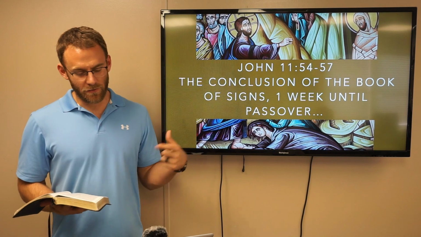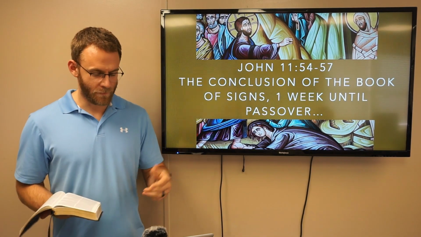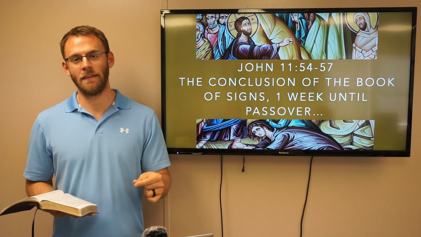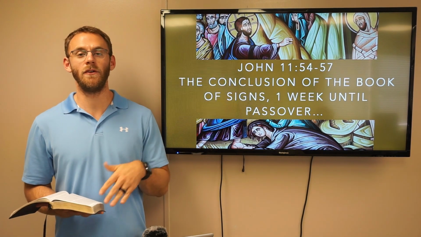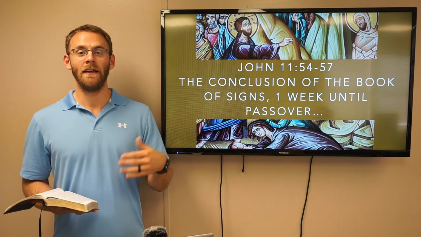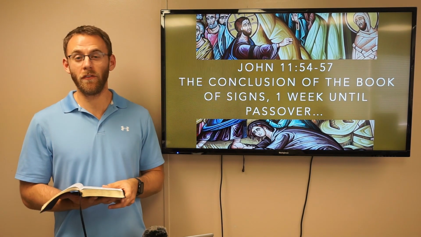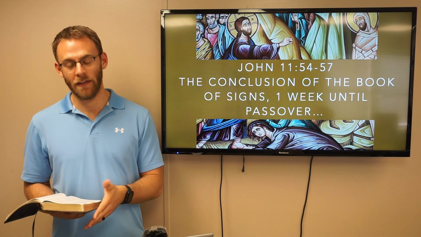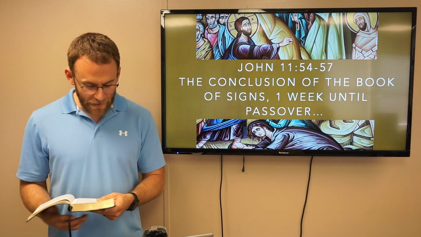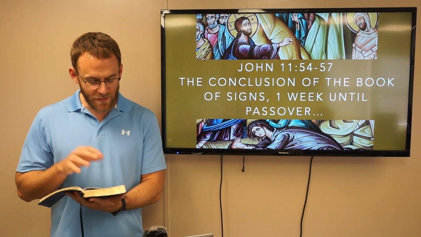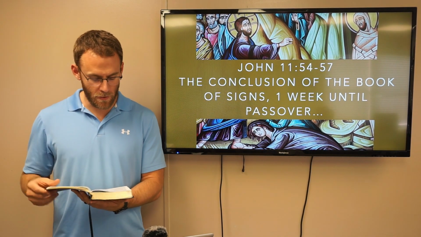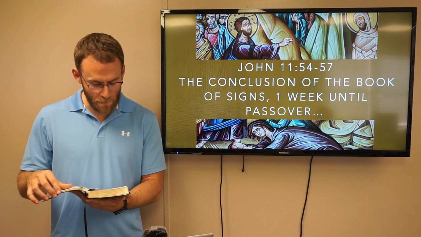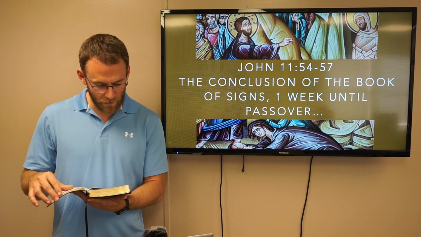And then we get into verse 54 through 57, reading through the book. And this is the conclusion of the book of signs that we've been going through, these 7 signs. And if you want to look at each of those again, either go to the prologue video and you'll see all of those, or just go back and watch each video as you see all the signs in their teaching. And it says in verse 54, Jesus therefore no longer walked openly among the Jews, but went from there to the region near the wilderness, to a town called Ephraim, and there he stayed with the disciples.